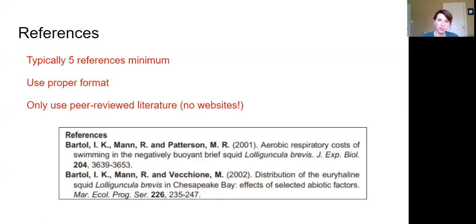You're typically going to want to use at least 5 references per lab report. If the different number again comes down from Dr. Fanning and Dr. Moore, we'll roll with that as a group.